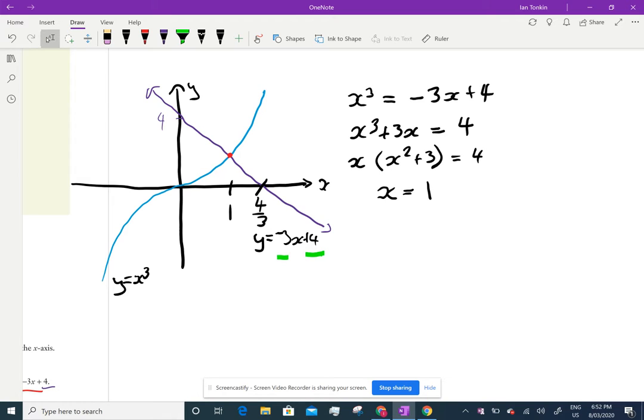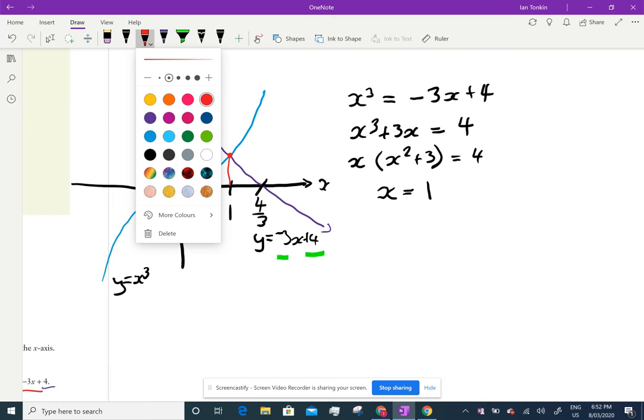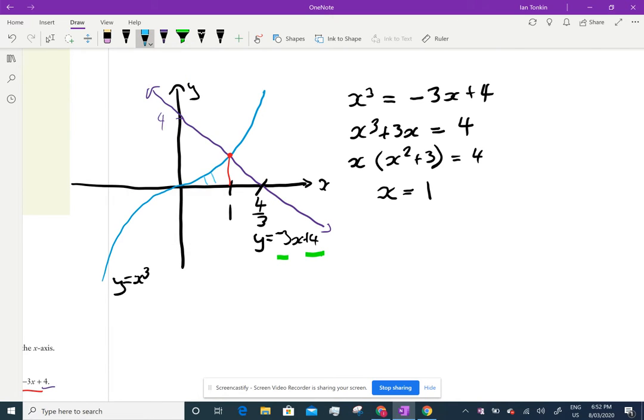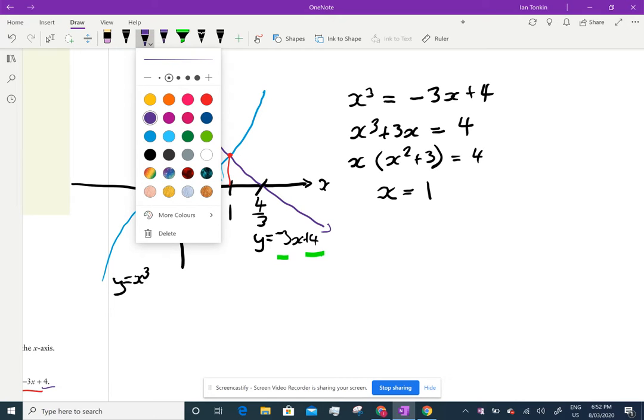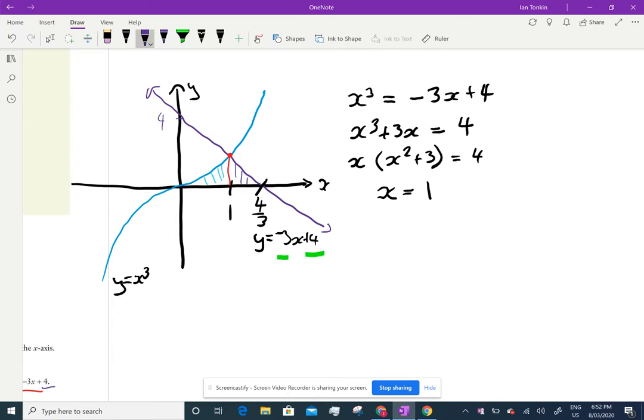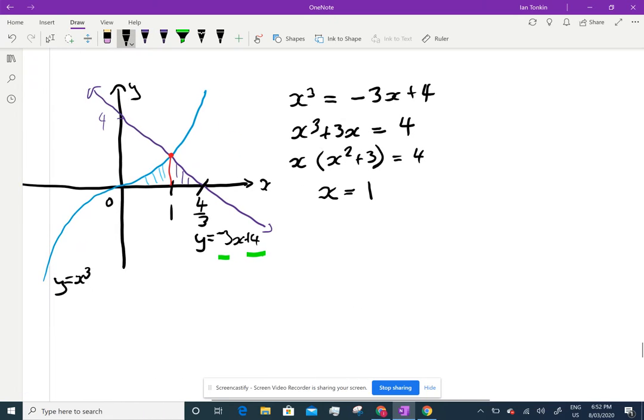But let's go back to finding the area. Now there are 2 areas here. We've got the area here under the blue curve, which is this area. We've got the area here under the purple curve. So there are 2 of them. So we have to find the area under each of them and add it together. And because we've got the point of intersection, and we also know that this is a point 0, it's a really easy thing to set up.